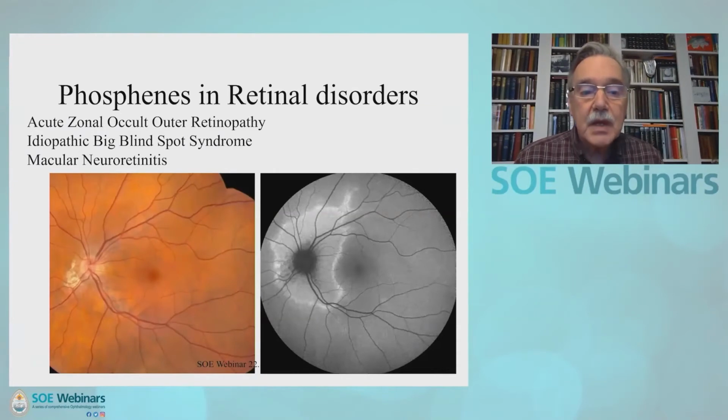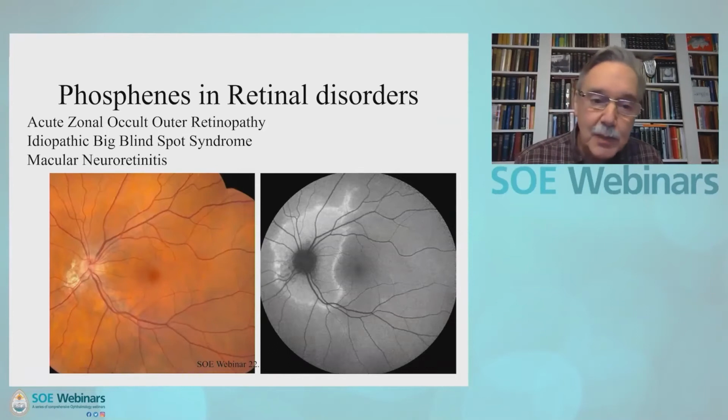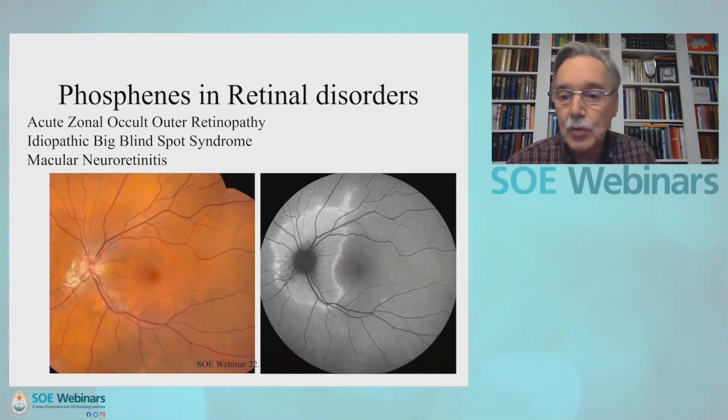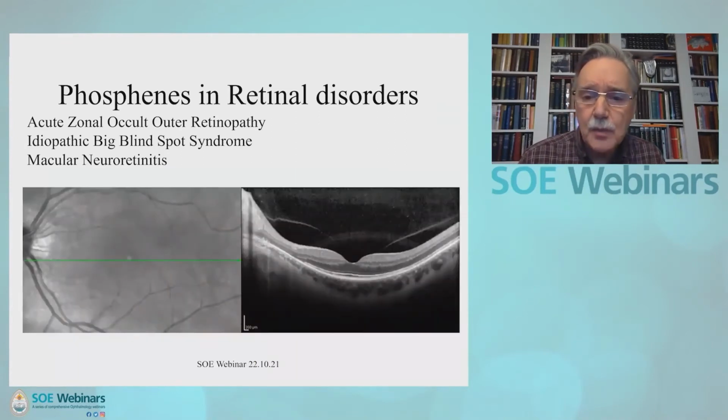And here is an example of the big blind spot syndrome. On the left there, you'll see the colors, which for many, many years, we couldn't see any abnormality. But here in this outer retinal disorder, you see the autofluorescence, and looking back, well, perhaps it did look a bit abnormal, but we could never see it back then, hence occult. But these are outer retinal disorders, which are usually associated with phosphenes localized to a scotoma. And here you can see on the OCT of that same patient, the outer retinal disruption.